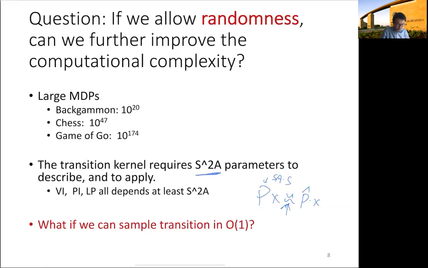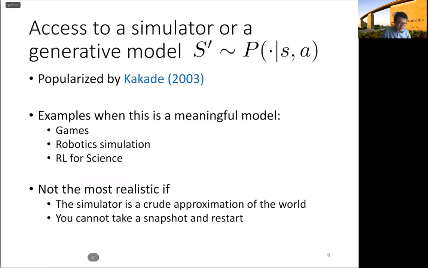For the time being, let's say that we can sample this transition in O(1). This is a well-studied setting called Markov decision processes with a generative model, or reinforcement learning with a simulator or with a generative model, where you can sample in O(1) time, for any given state and action, a random transition into the next state.